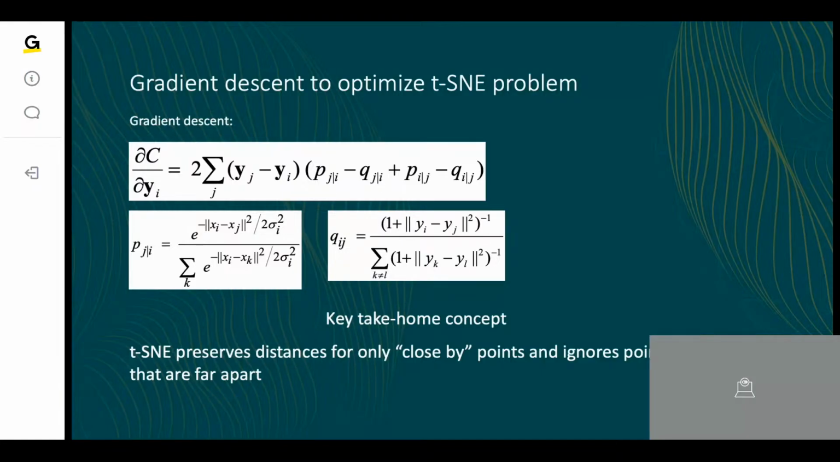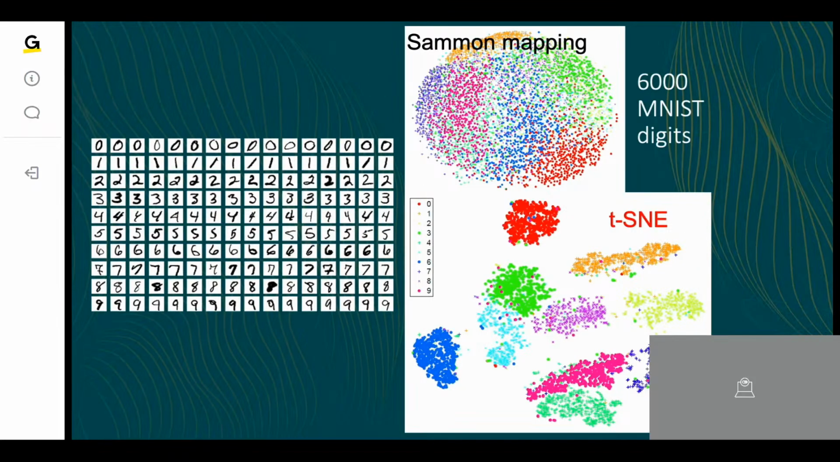But the key take-home concept as far as TSNE is concerned is that while it allows you to visualize these high-dimensional data sets in low-dimensional, two-dimensional spaces, it only preserves distances of points which are close by. It ignores points that are far apart, and that leads us to the kind of visualizations that you would see on the right-hand side of the slide.